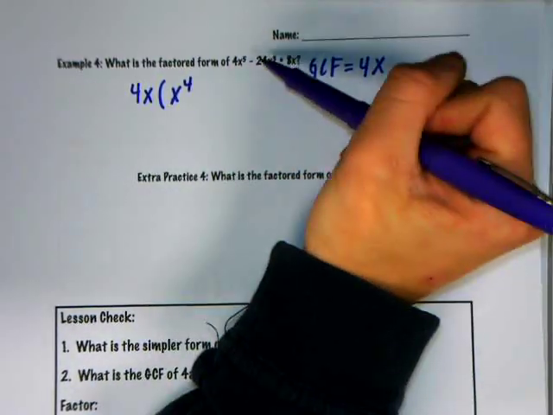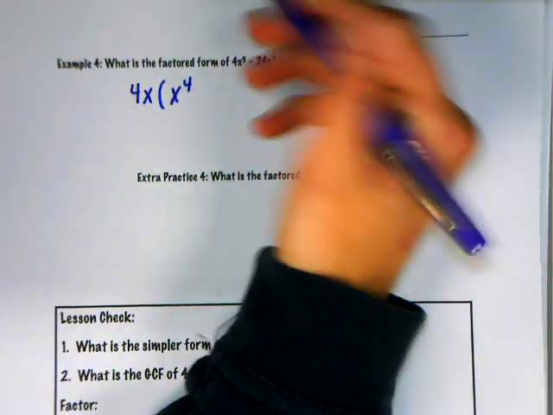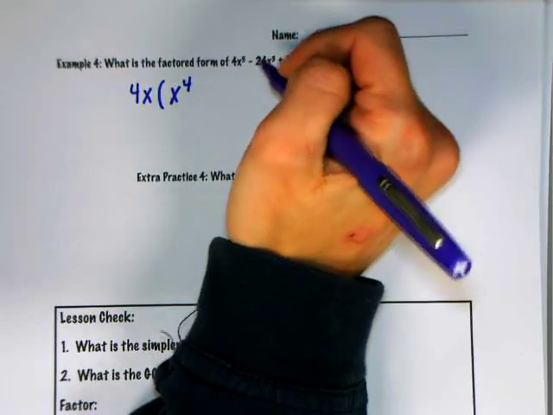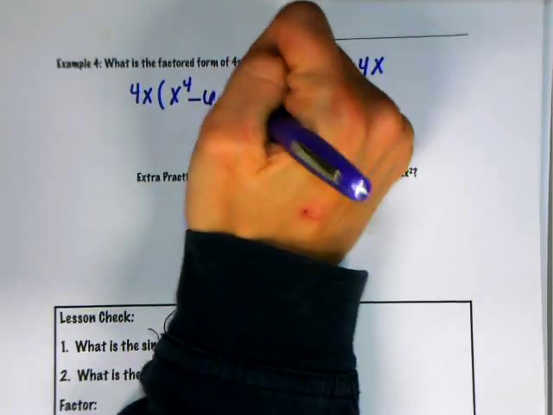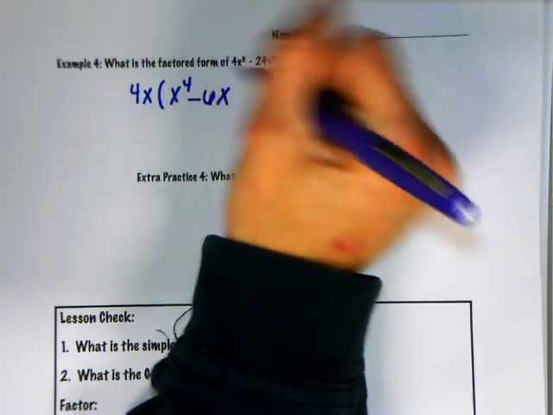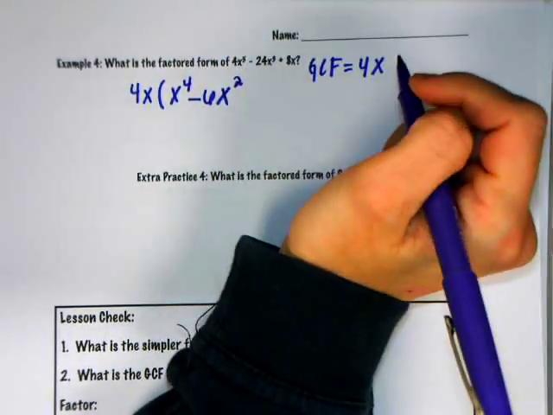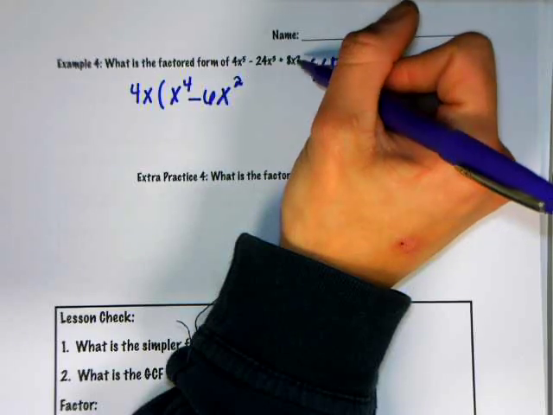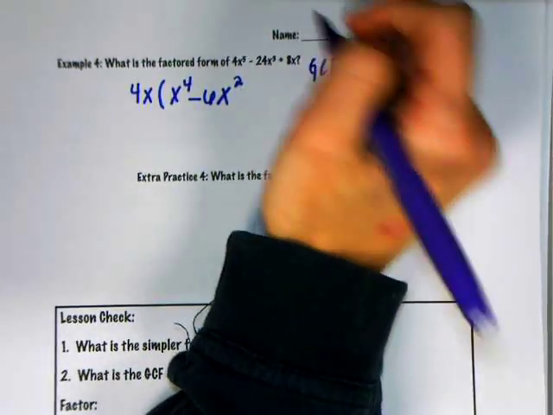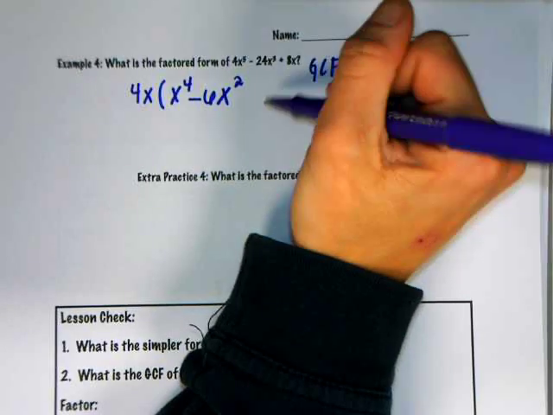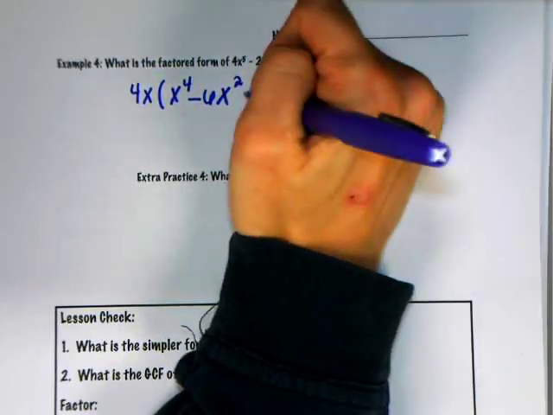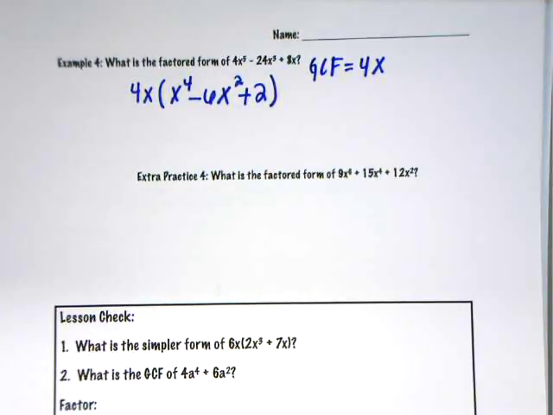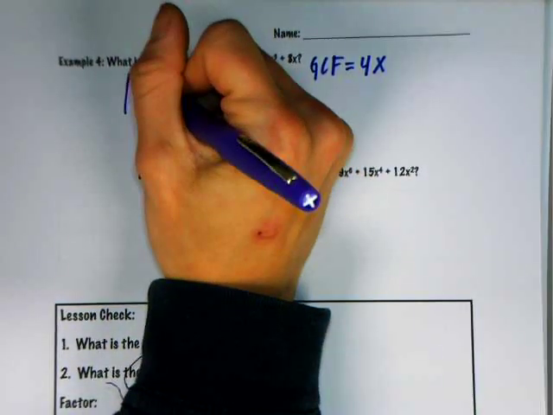Okay? So next, negative 24x to the 3rd divided by 4x. So is it plus or minus 6? Yeah, minus 6x to the what? Yep, 3 minus 1 is 2. And then what about 8x divided by 4x? Yep, so 8 divided by 4 is 2. And then x, you took the whole x away, so there's no x's left in the last one. So that whole thing is your answer.